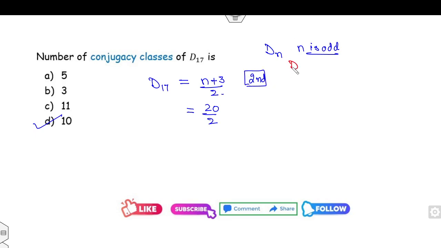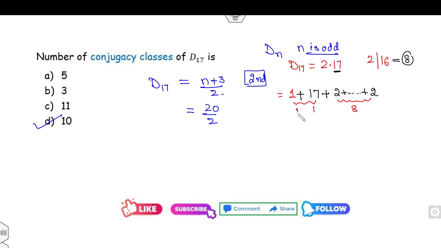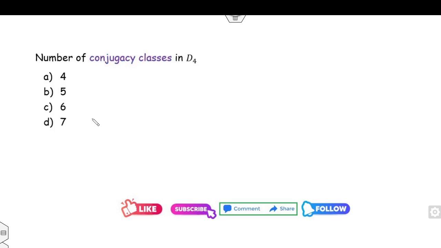What is the order of the group? It is 34. How can you write that? It will be 1, and 2 divides 16. So you can write 1 plus, how many times can you write 17? Only 1 time. What is the quotient? 8. So you have to write 2 how many times? 8 times. So what is the equation of this? This is 8, this is 1 and 1. How many in total? 10. So the number of classes is 10, which is the right answer.